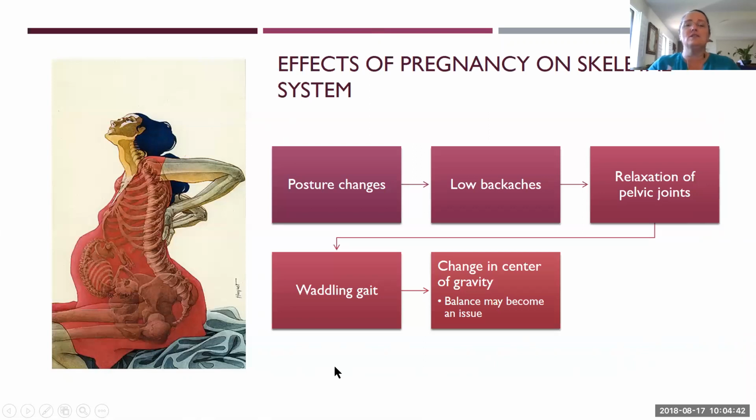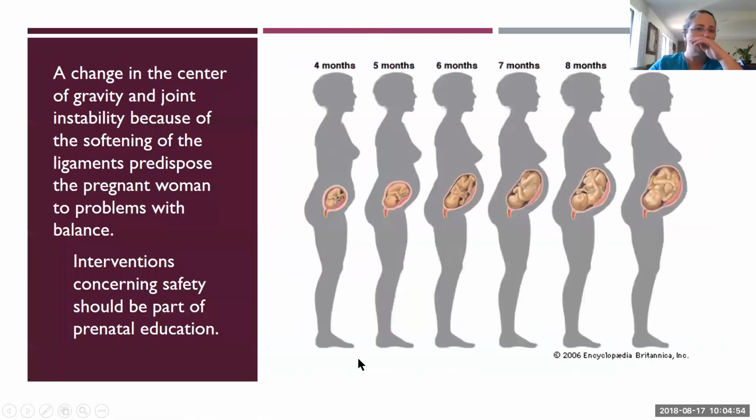But there's also changes in the center of gravity. So balance can become an issue. We tell women, please don't climb on ladders or climb on things, because you can fall off. Your center of gravity is definitely off. And that's what I'm talking about here. This is one of the really important things in prenatal education, talking about what's normal, what's not normal, telling people what they need to be reporting.